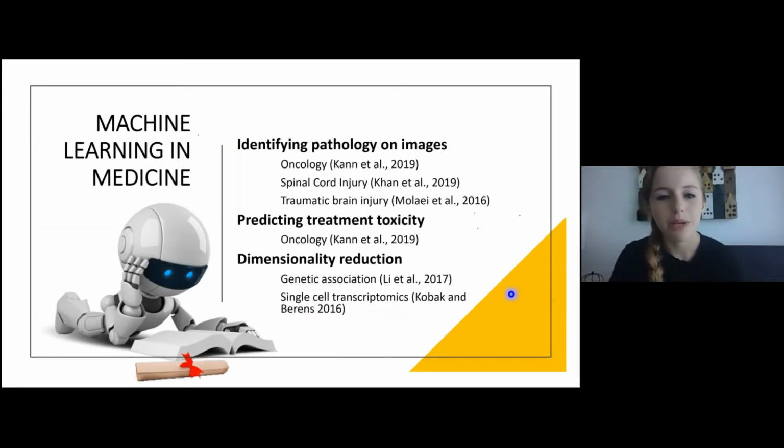But there have been numerous success stories. Probably the most well-known application of machine learning is its ability to outperform humans actually in identifying pathologies or damage on images generated from things like MRIs or CT scans. It has also successfully been able to predict treatment toxicity in cases of cancer treatment. And we see it a lot in the preclinical or experimental side of things for dimensionality reduction. That is, you have different techniques such as genetic sequencing that is generating huge amounts of data, and these techniques actually have the ability to make those data sets a little bit more interpretable.